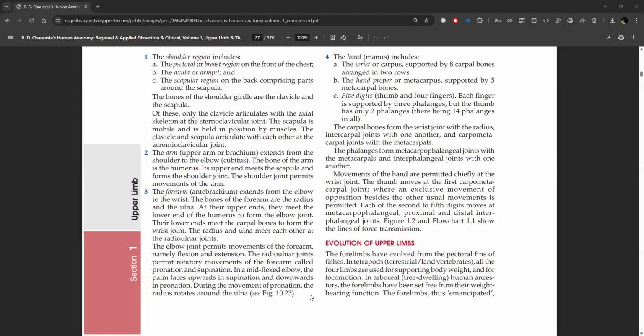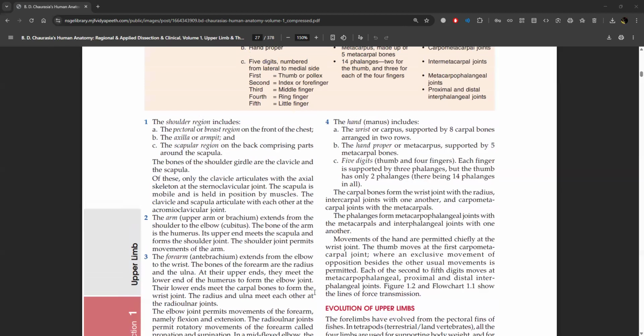See figure 10.23. The hand, manus, includes the wrist or carpus, supported by 8 carpal bones arranged in 2 rows. The hand proper or metacarpus is supported by 5 metacarpal bones, with 5 digits: the thumb and 4 fingers. Each finger is supported by 3 phalanges, but the thumb has only 2 phalanges, there being 14 phalanges in all.